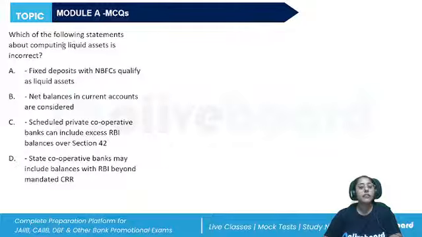All right. Which of the following statements about computing the liquid assets is incorrect? The fixed deposits with NBFCs qualify as the liquid assets. The net balances in the current accounts are considered. Scheduled private cooperative banks can include the excess RBI balances over Section 42, and the state cooperative banks may include balances with RBI beyond the mandated cash reserve ratio.